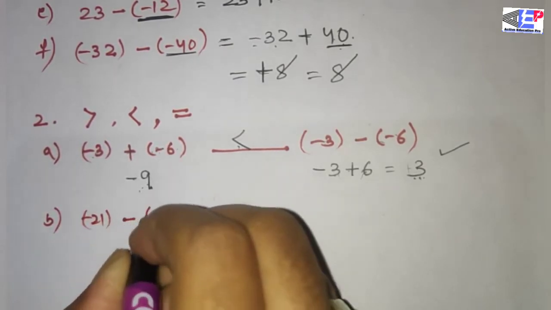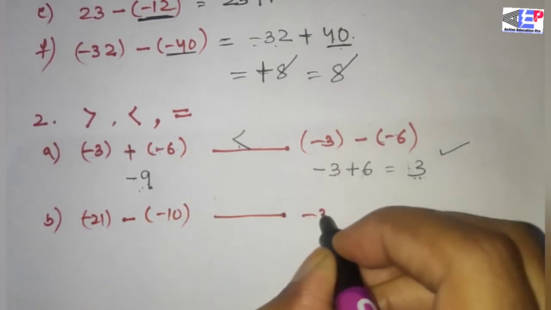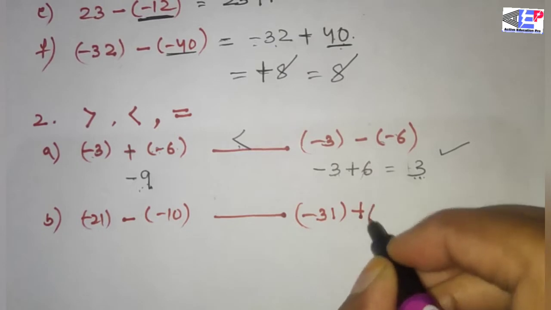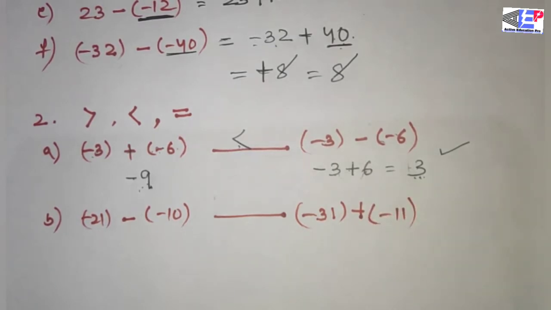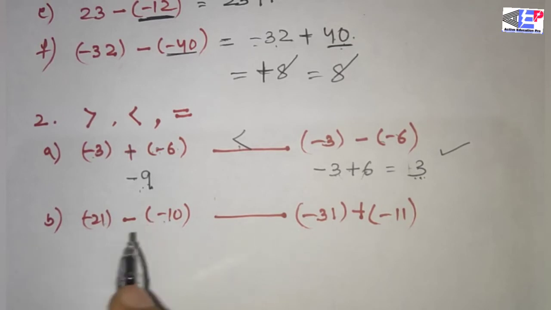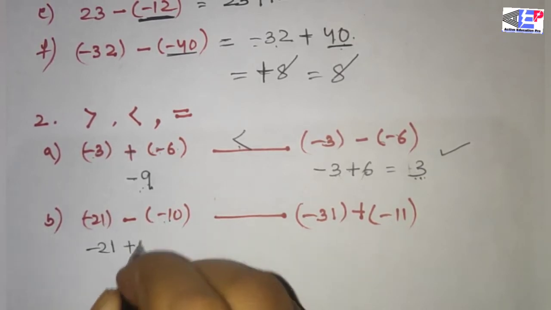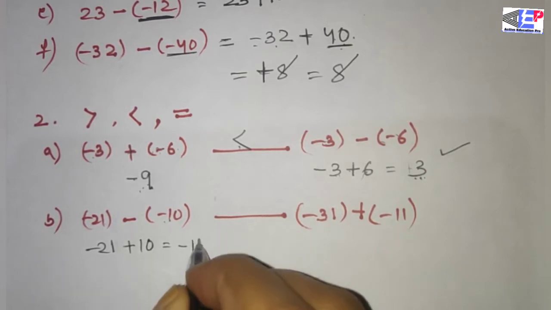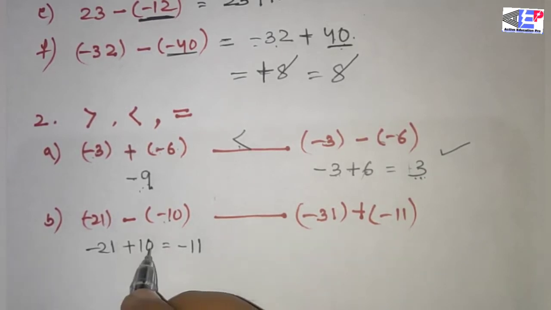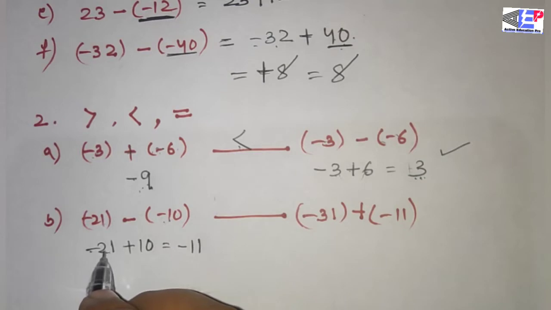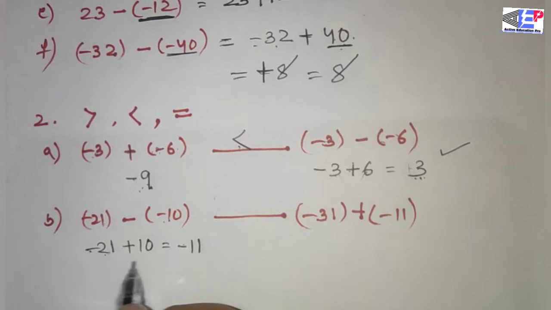minus 21 minus minus 10, and minus 31 plus minus 11. At our left side, this is minus 21 minus minus 10. So it is subtraction of two negative integers. So first simplify. Minus 21 minus minus 10 will be minus 21 plus 10. If you compare the numerical values, 21 and 10, 21 has the higher numerical value. So put minus and subtract these two numerical values, the difference between these two is 11. The answer is minus 11.